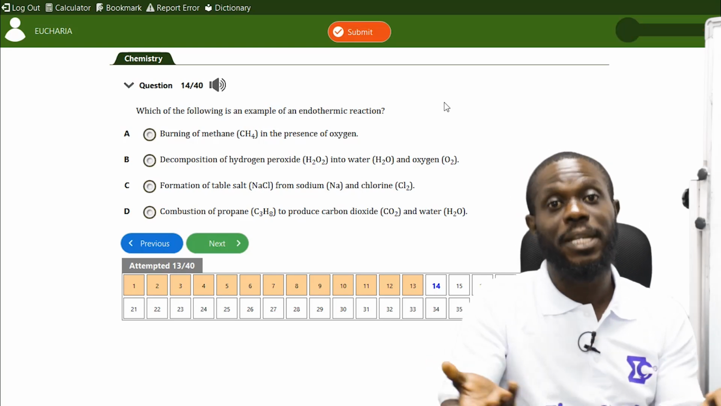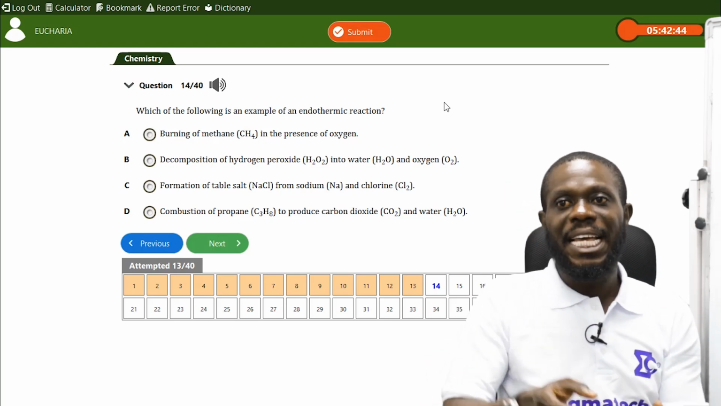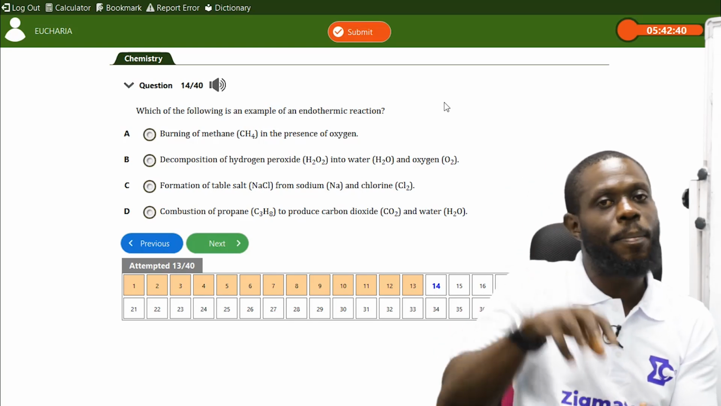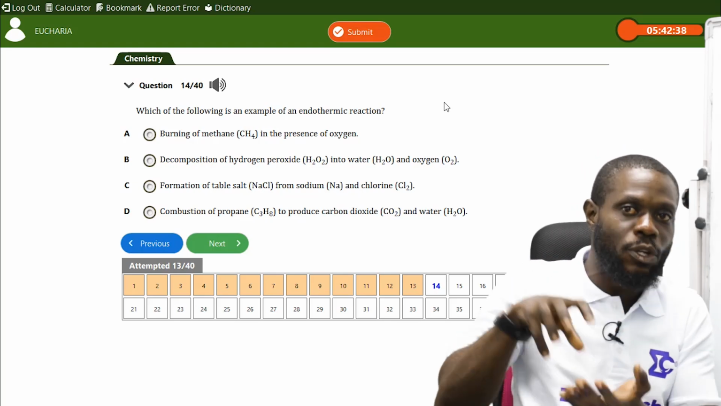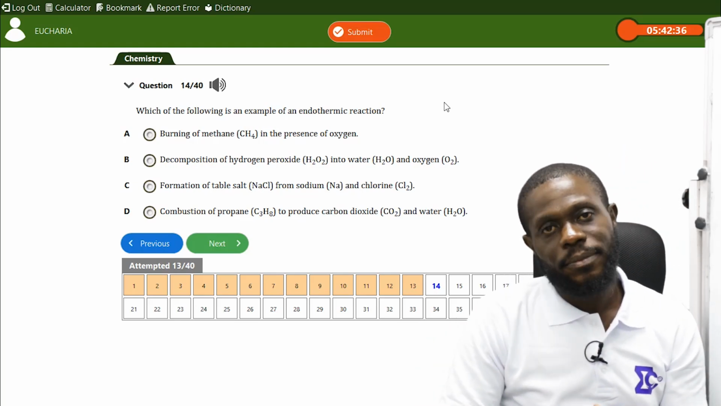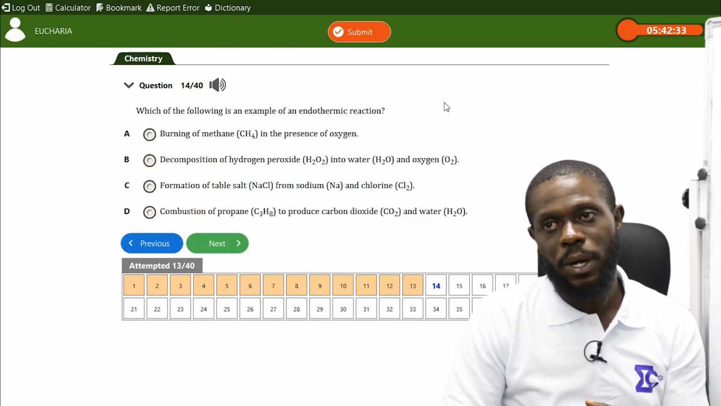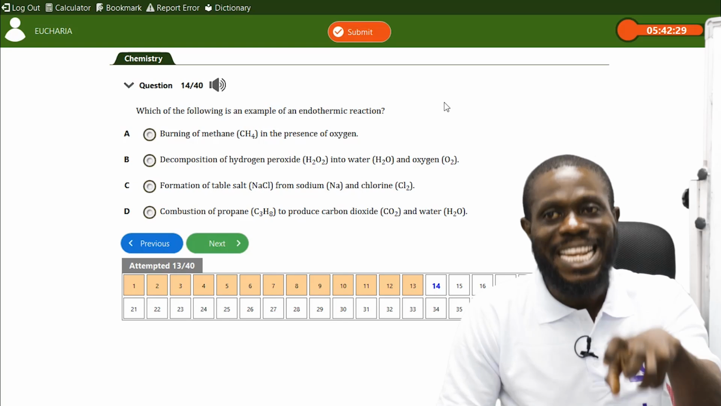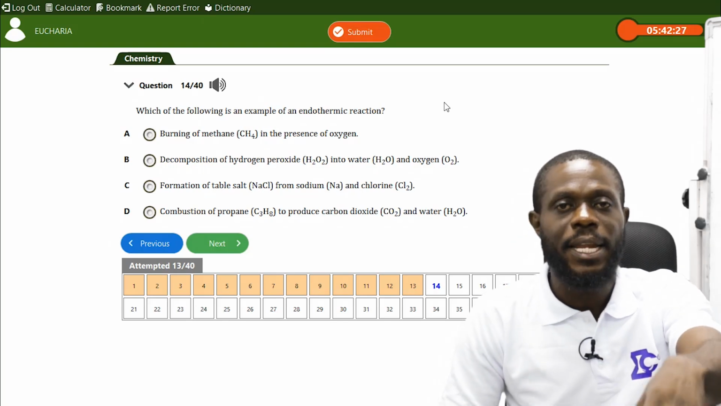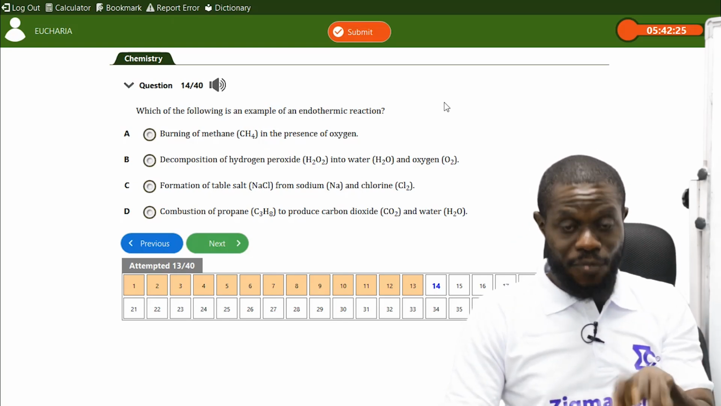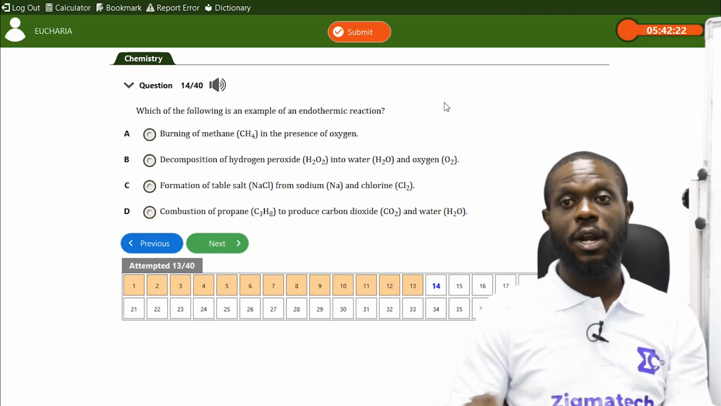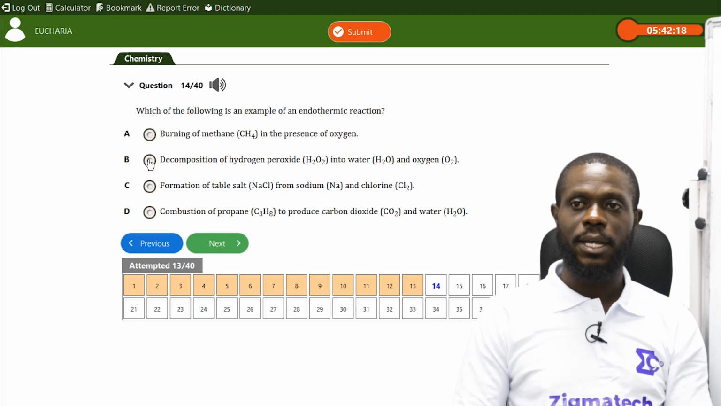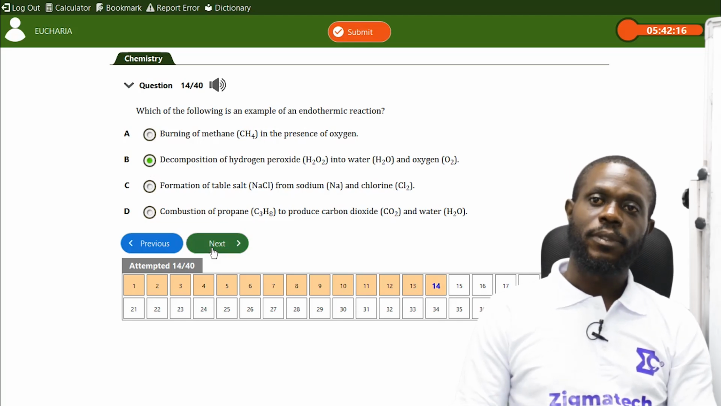The next one says combustion. Combustion is still talking about burning. So heat is being released. Then they say decomposition of hydrogen peroxide. For something to be decomposed, heat is added to decompose that thing. Hydrogen peroxide into water and oxygen. Therefore, the heat must be absorbed for decomposition to occur. So the correct answer is C, decomposition of hydrogen peroxide into water and oxygen. Let's go to the next one.